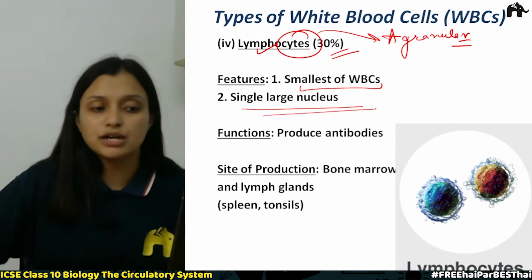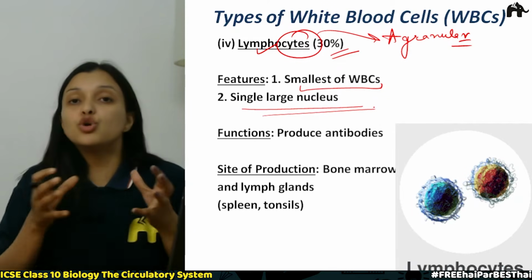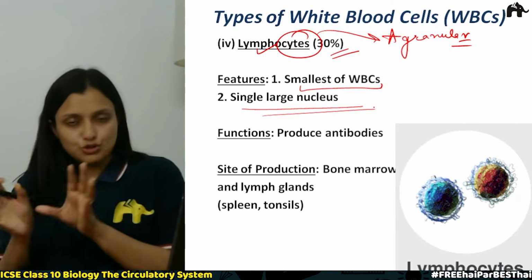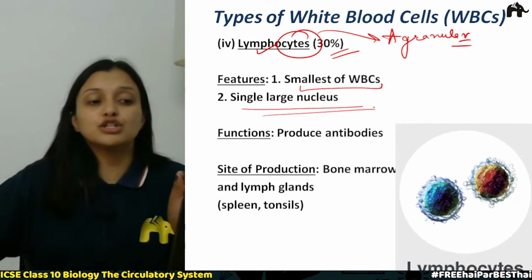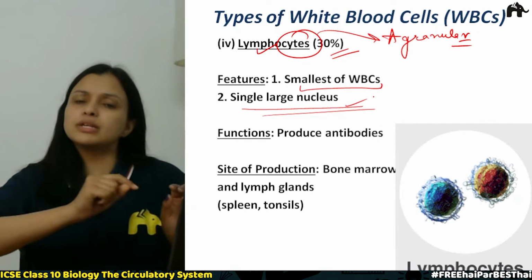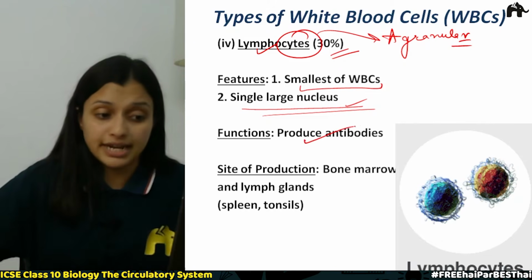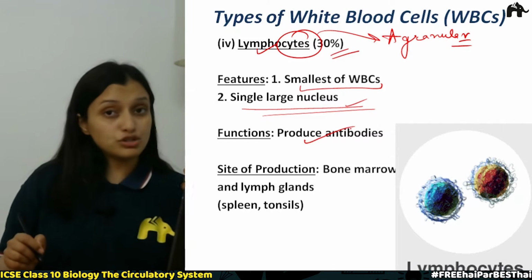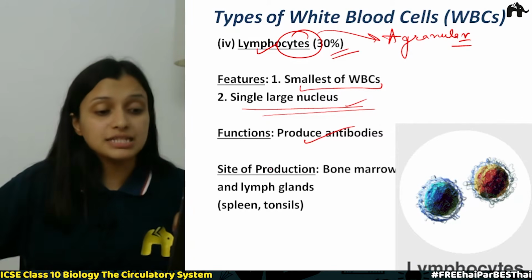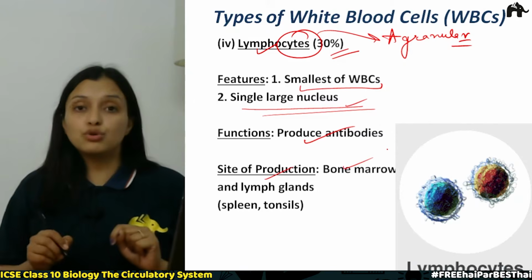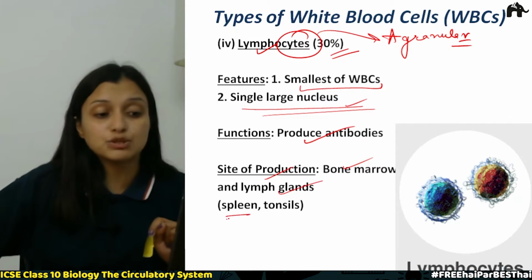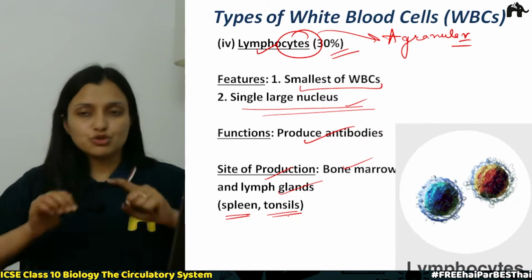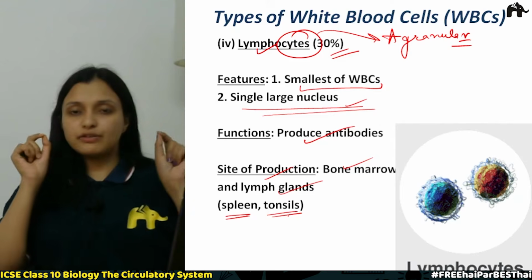They have a single large nucleus. The nucleus is not lobed anymore. They are lobed only in the case of neutrophils, basophils and eosinophils. In lymphocytes and monocytes, the nucleus is not lobed, but there is a single nucleus that is large. Their function is to produce antibodies, right? Antibodies were also produced by eosinophils. Next is site of production. They are produced in bone marrow as well as lymph glands like spleen and tonsils. These are the important points that you have to remember. So make a chart in your notebook and remember them.